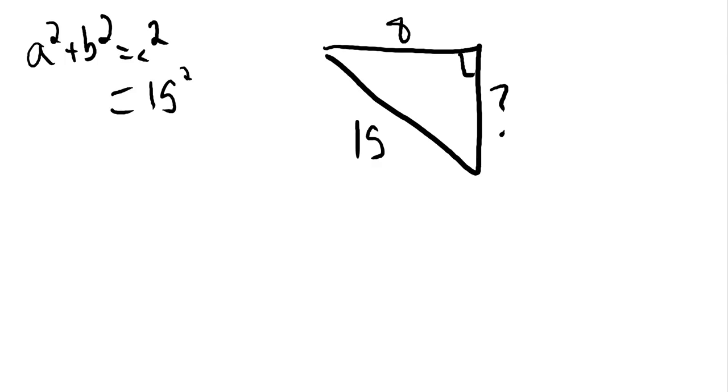All right, so we're going to do 15 squared. We know that because it's across from the right angle. So we could either put 8 in for a or for b. Doesn't matter. In this question, we're going to solve for b. So we have 8 squared plus b squared equals 15 squared.